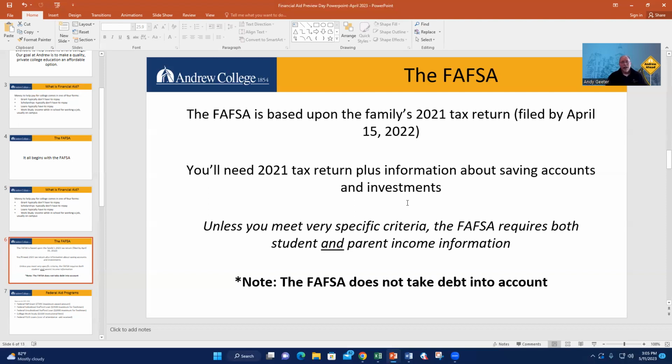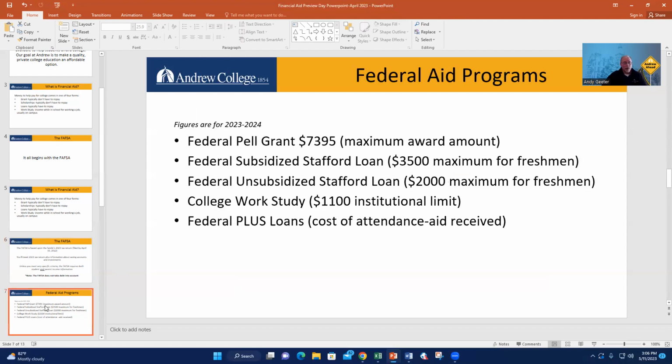Now, unless a student meets very specific criteria, the FAFSA does require both student and parent income information. And just as a reminder, the FAFSA is an income-driven tool. It does not take debt into account.